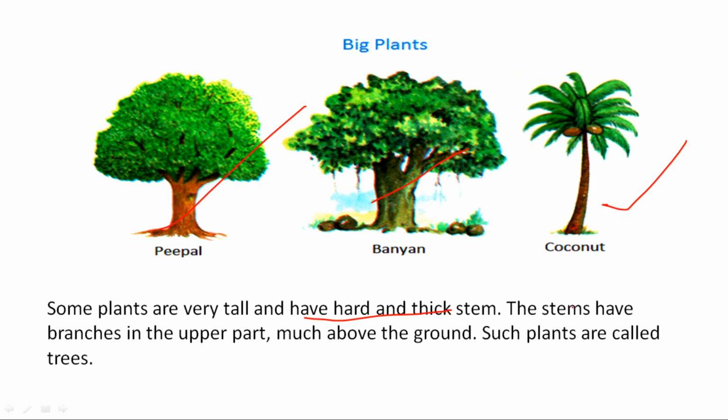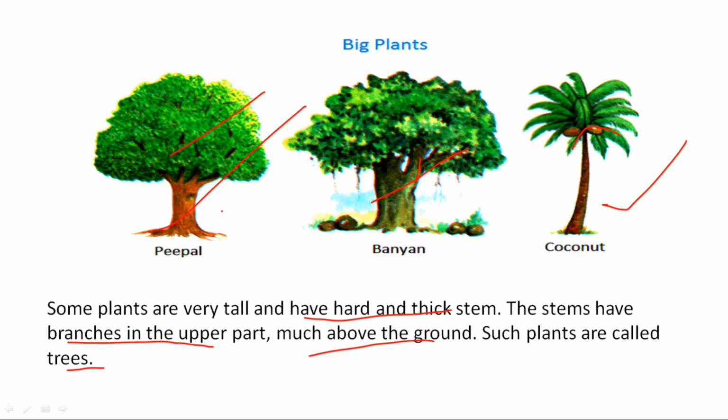And hard. The stems have branches in the upper part. Okay, look, here branches have been grown on the stems. Here also branches have been grown like this. Okay, much above the ground. Such plants are called trees.